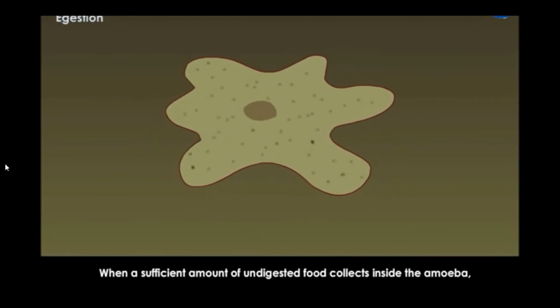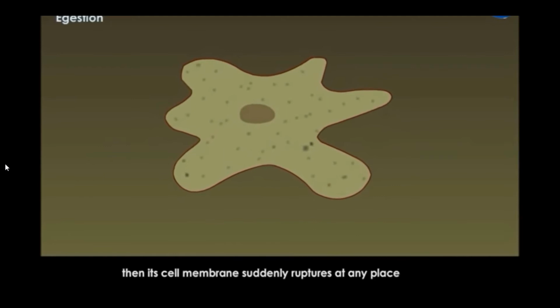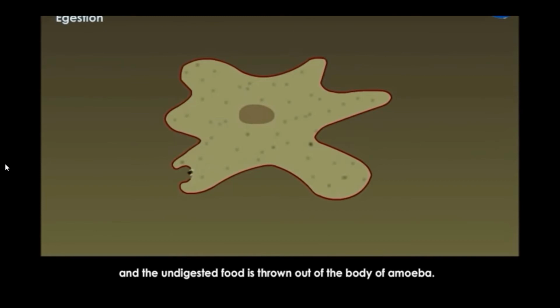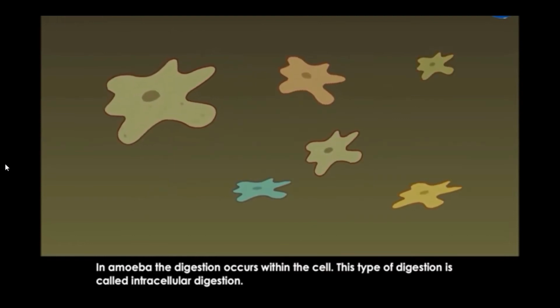And last it is egestion. When a sufficient amount of undigested food collects inside the amoeba, then the cell membrane suddenly ruptures at any place of its body and the undigested food is thrown out of the body of the amoeba, just like waste materials. In amoeba, the digestion occurs within the cell. This type of digestion is called intracellular digestion.